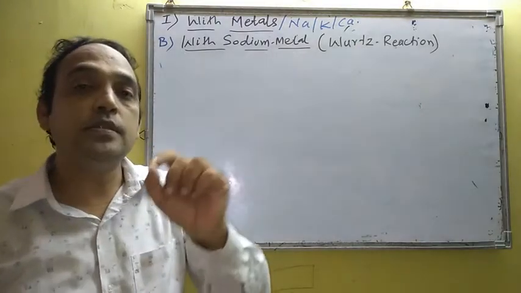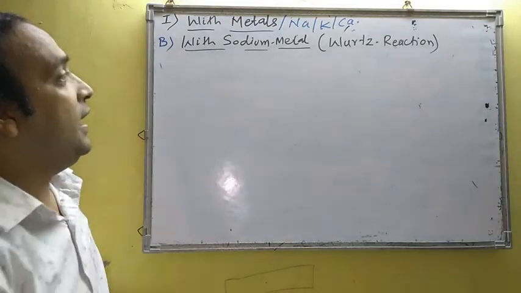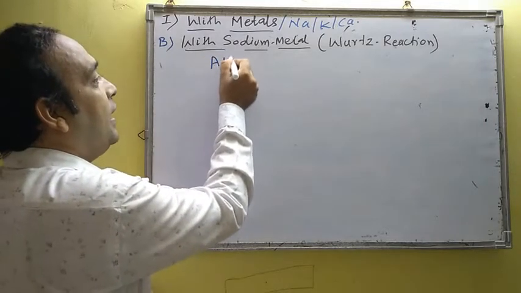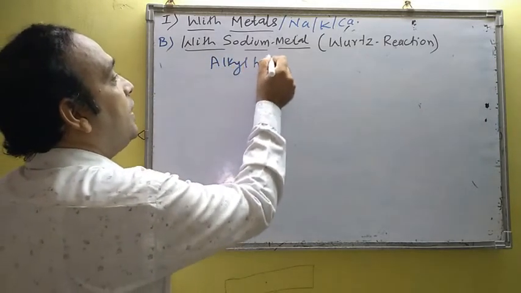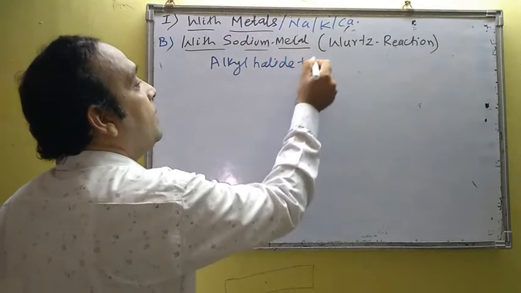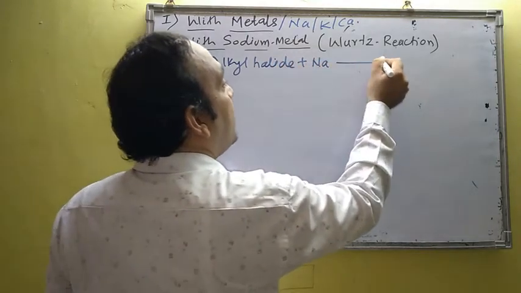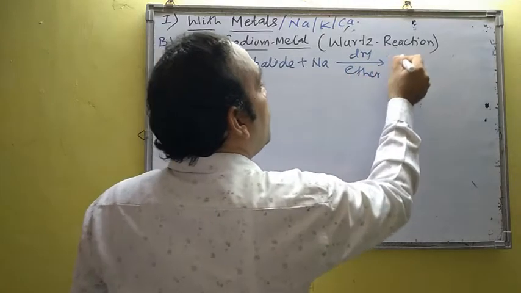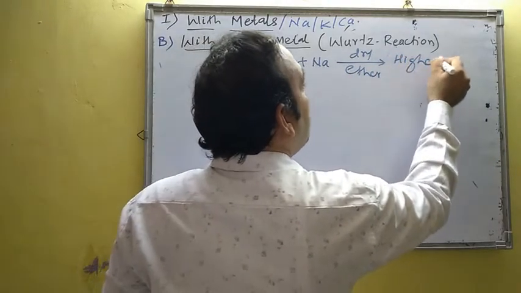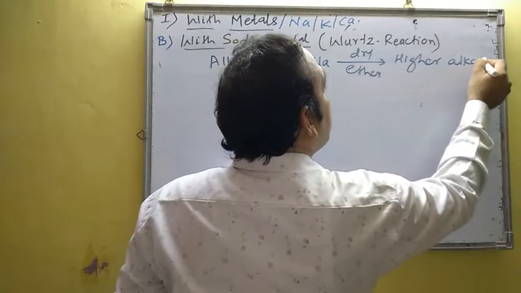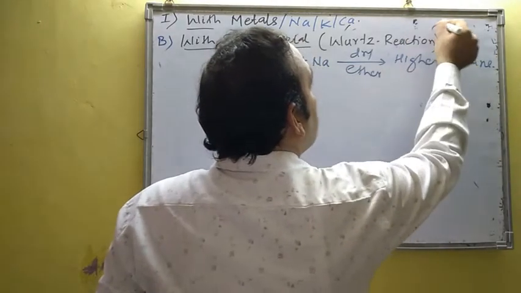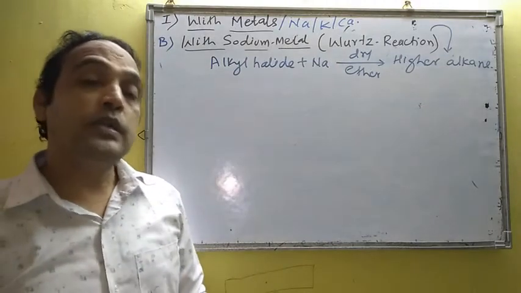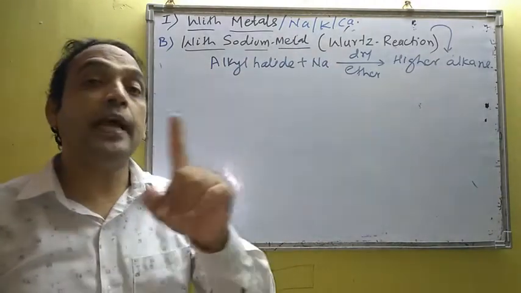Wurtz reaction. Alkyl halide reacts with sodium metal in the presence of dry ether, which acts as a solvent, to form a higher alkane. This reaction is known as the Wurtz reaction. Now this statement carries 1 mark.